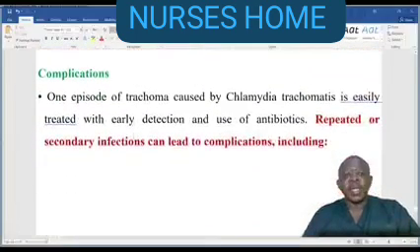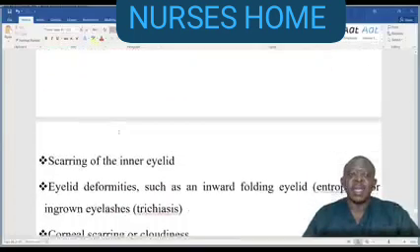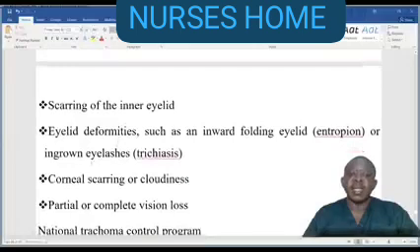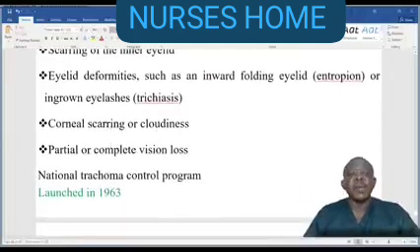Now let us look at complications of trachoma. One episode of trachoma caused by Chlamydia trachomatis is easily treated with early detection and use of antibiotics. Repeated or secondary infection can lead to complications, including scarring of the inner eyelid, and eyelid deformities such as an inward folding eyelid, which we call entropion, or ingrown eyelashes, which we call trichiasis. There can be corneal scarring or cloudiness, and partial or complete vision loss.